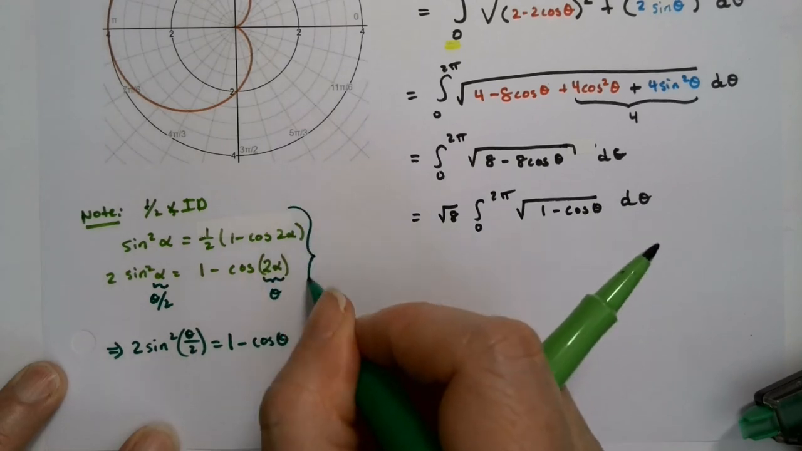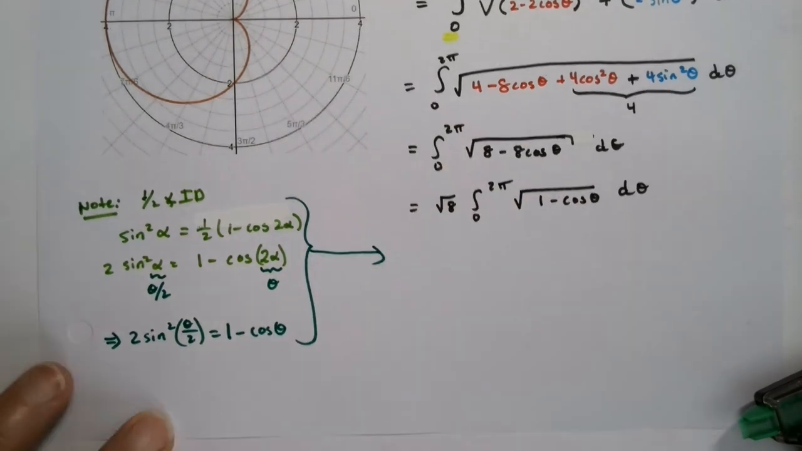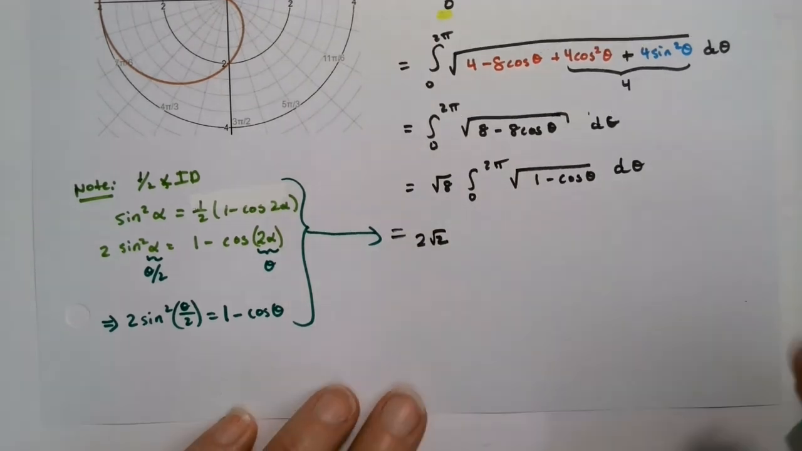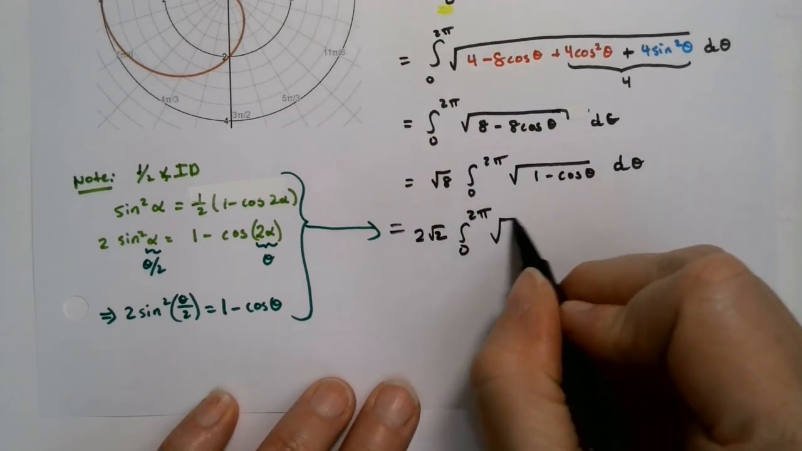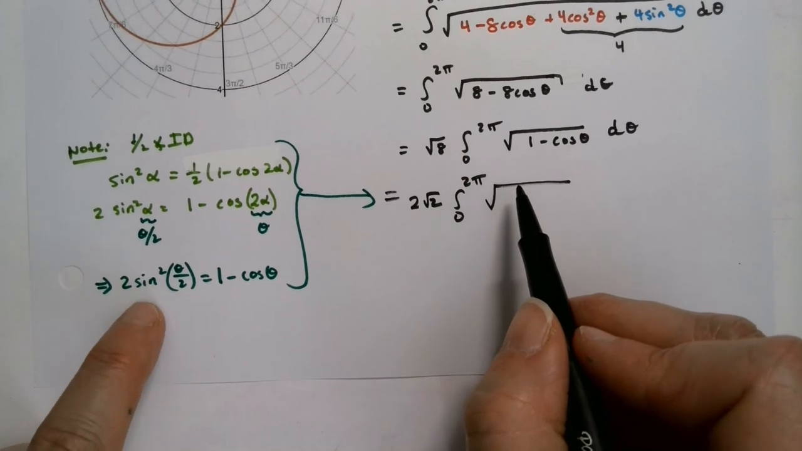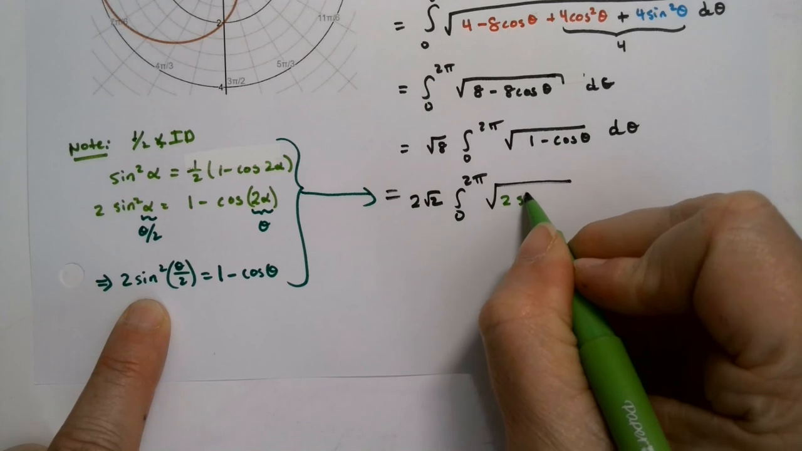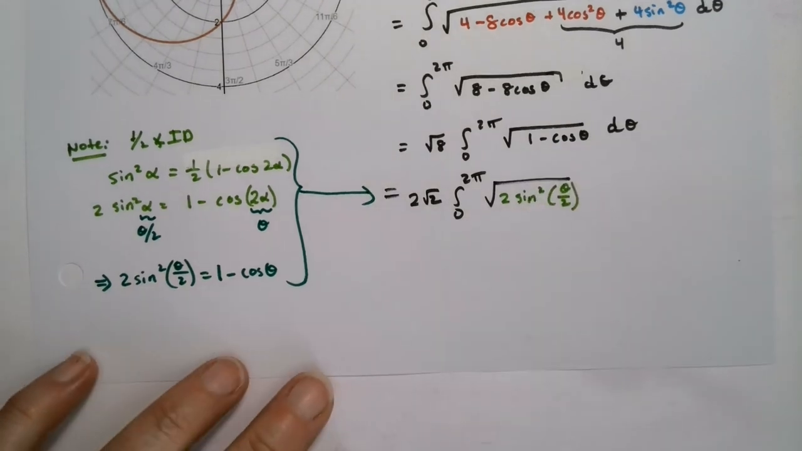Now all of this helps me make a change. So I can say that this is 2 square root of 2, because the square root of 8 is 2 square root of 2, the integral from 0 to 2 pi of the square root, and instead of 1 minus cosine of theta, I can put in 2 sine squared of theta over 2 d theta.